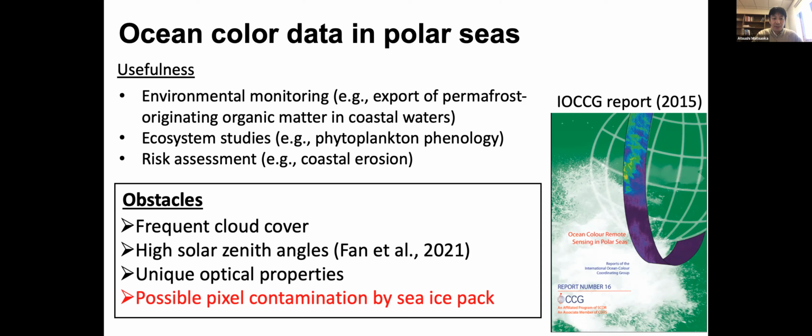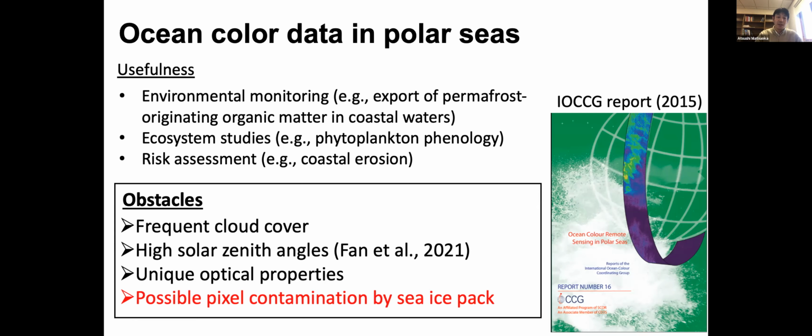For the first point, the frequent cloud cover can be partly compensated by the many ocean color data nowadays available, and also thanks to the many revisits due to the polar orbiting. So this issue can be partly solved. The second issue, high solar zenith angles, is being examined by the ongoing NASA ROSES project led by Knut Stamnes and co-workers. So I won't talk about that in my presentation.